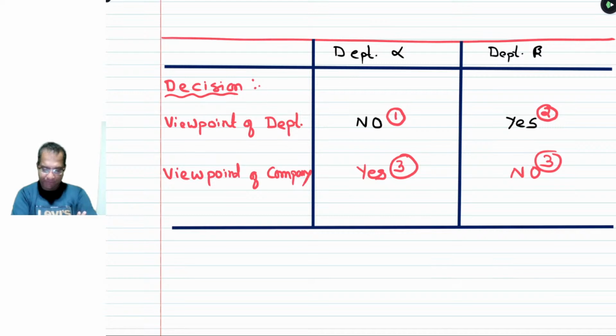Okay beta, is the point clear? Let's write in the next line in the same place. Since new investment ROI is 10%, while cost of capital is 8%, comma, thus the company wants department alpha to make investment. Thus the company wants department alpha to make new investment.